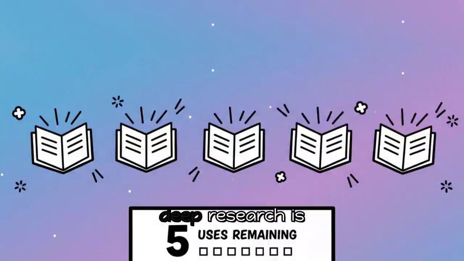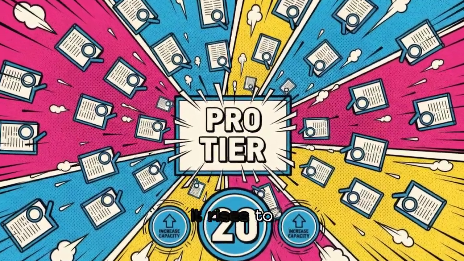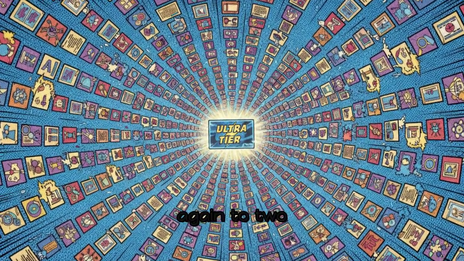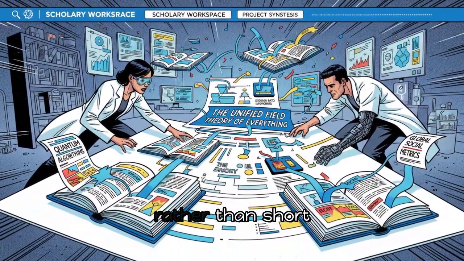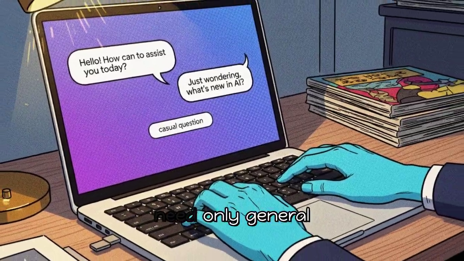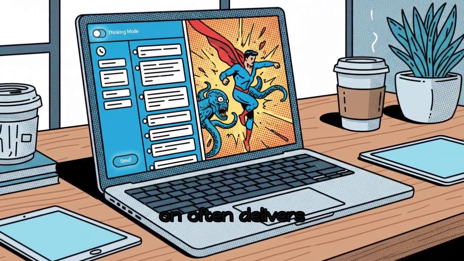On the free plan, deep research is available 5 times each month. On the Pro plan, it rises to 20 each day. On the Ultra plan, it rises again to 200 each day. For those who need comprehensive syntheses rather than short responses, this becomes a daily engine. For those who need only general answers, regular chat with thinking turned on often delivers enough.